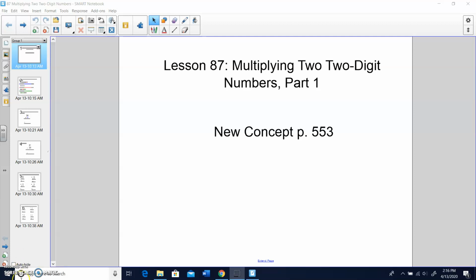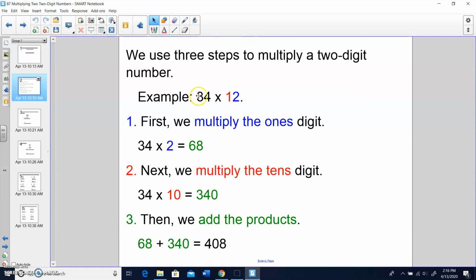Okay, so multiplying two two-digit numbers. For example, 34 times 12. There are two digits in 34, there are two digits in 12, so two two-digit numbers together. In order to multiply two two-digit numbers, we use 3 steps. First step, we multiply by the ones digit. So that would be the 2, if we're working with 12. So we take both digits in 34 times 2. So 34 times 2 is 68.